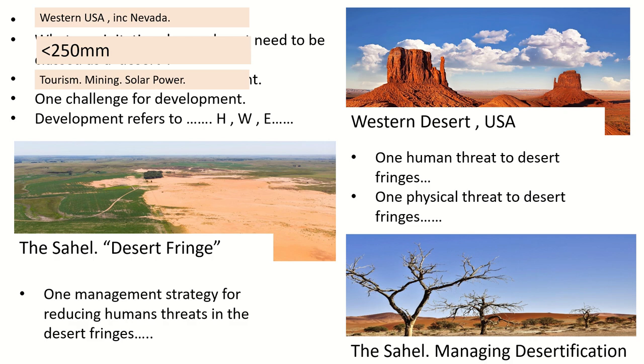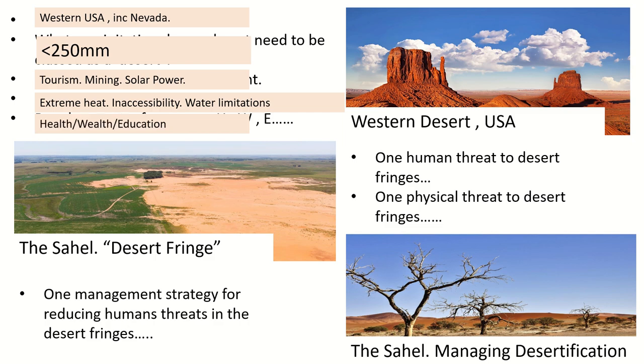We also have challenges for development. For example, extreme heat, inaccessibility, limitations of water. And a reminder that development or human well-being relates to health, wealth, education. And you can link all these things with those three categories.